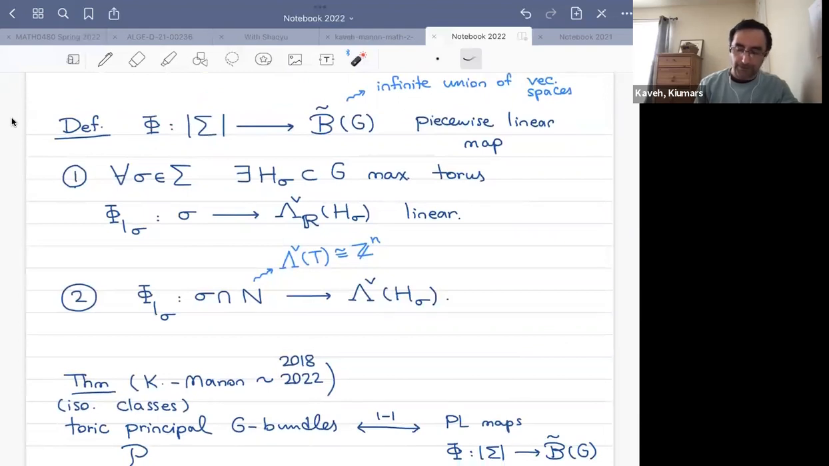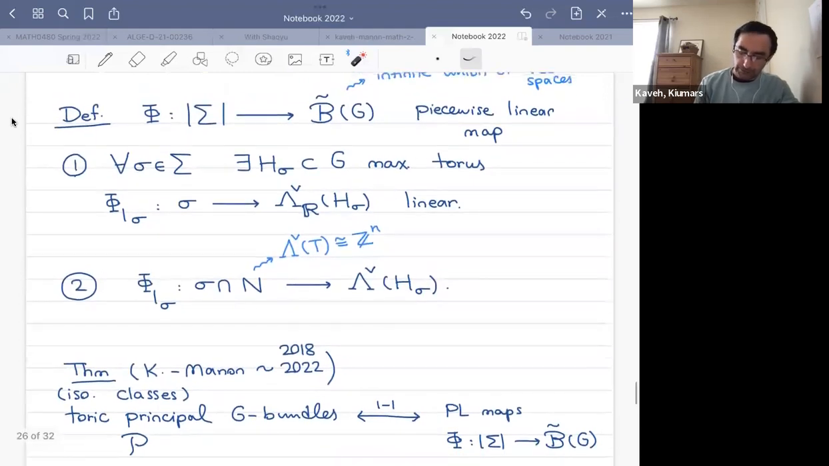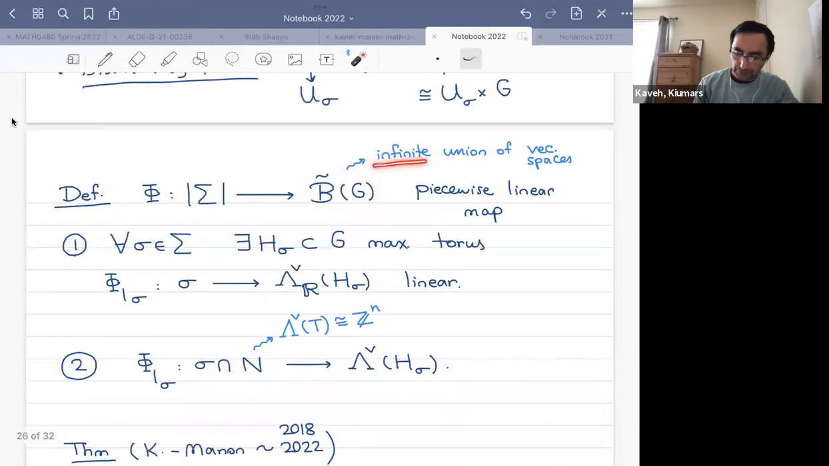of Klyachko. Okay. So we can define the notion of piecewise linear map from a fan, instead of to R or Z, to the building, but not the building itself, the cone over the building, which is an infinite union of vector spaces overlapping on some cones, glued together along some cones. Okay, this is independent of T, this is independent of G. This is about the toric variety, this is about G.